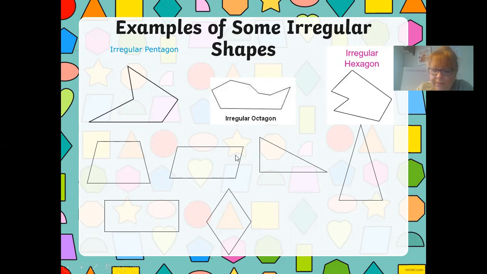But then we've also got some other irregular shapes down here that you might be more familiar with. So a trapezium, a parallelogram, a right angled triangle, an isosceles triangle. You could have a scalene triangle on there as well. A rectangle or oblong, and a rhombus. Remember, this shape is a rhombus. It's not a diamond, it is a rhombus.